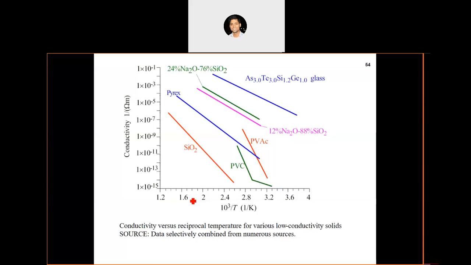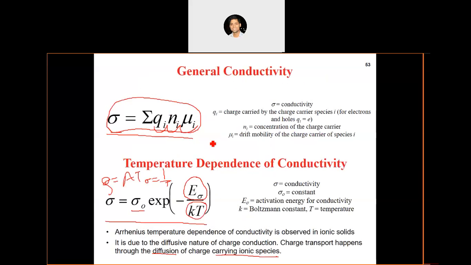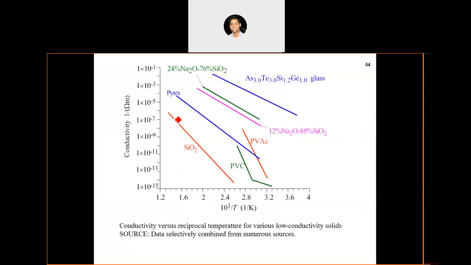You can see this is a plot on a log and inverse temperature scale. Conductivity is on a log scale and temperature is on the inverse scale. According to this relation, it should be a straight line, right? And here we can see that for most of the ceramics, silica is a ceramic, PVC is a polymer, and this is a sodium glass, right? For all these, this relationship is followed very well, because the conduction is happening because of the ionic diffusion.